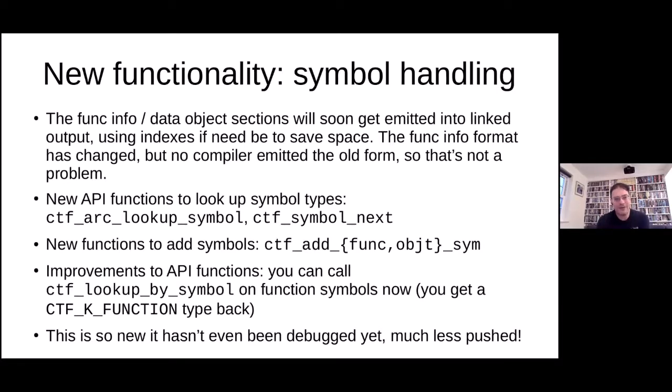CTF lookup by symbols has changed. If you're used to it in the Solaris world, you can only call it on data objects. Now you can call it on anything. If you call it on a function, you get a function pointer type back, which is exactly what users would expect. All functions in the program, or all publicly visible functions, get added to the type section as CTF_K_FUNCTION types, because they are visible types in the program. Every function can be used as a function pointer, and so we should add it as a type. This is very different from older implementations.